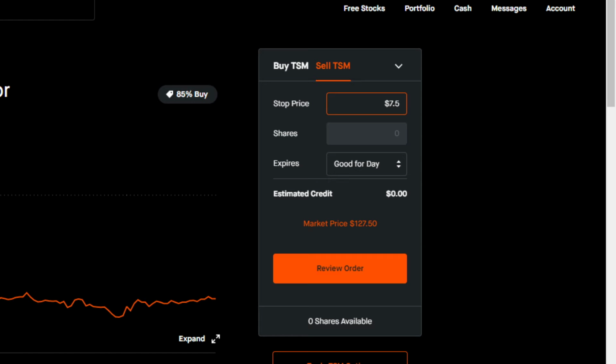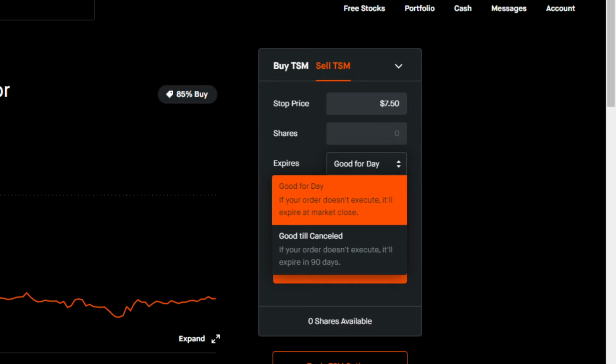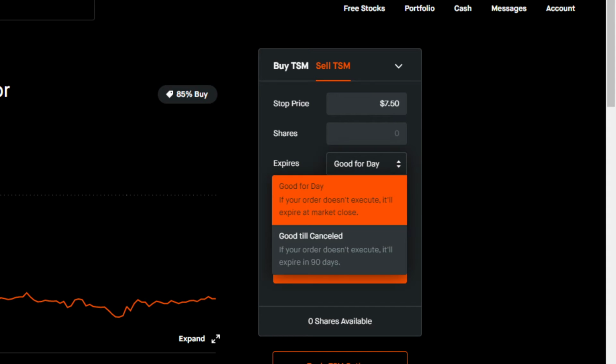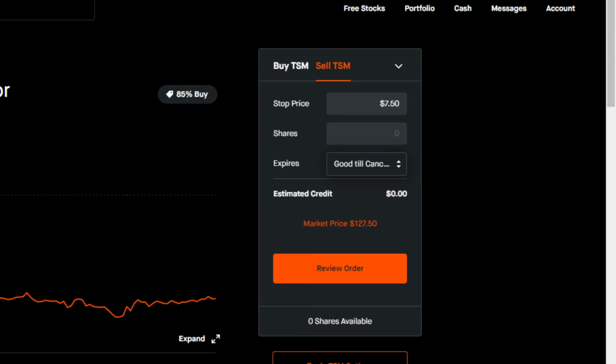So that means that when the stock hits around 7.50, your platform is automatically going to trade that position in. And then obviously you put the amount of shares that you want to sell, and then you could set good for day. Good for day means that by the time the market closes, if the order doesn't fill, it's going to cancel. And obviously, if it fills before the day ends, it's going to fill. And you could put good till cancel. Good till cancel means that it could even fill after the market closes, or even within the 90-day mark that you set it to, right?